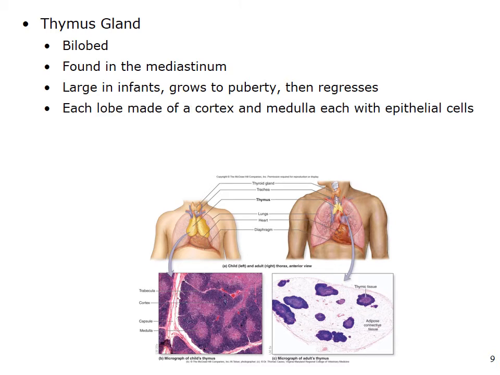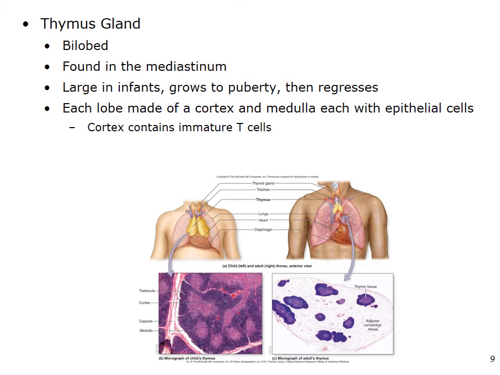Each lobe of this thymus gland is made up of a cortex and a medulla, each with epithelial cells. So looking down here, we can see the medulla is this area in here, and the cortex is this outer edge that's out here. The cortex contains immature T cells.